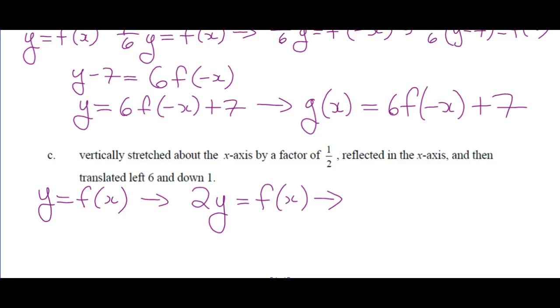Okay, if I want to do a vertical stretch by a factor of a half, I replace y with 2y. Yes. It's going to become y equals 1/2 of f of x, but not yet. Okay, reflected in the x-axis. To reflect in the x-axis, I replace y with negative y, writing what on the left side? Negative 2y. Okay?